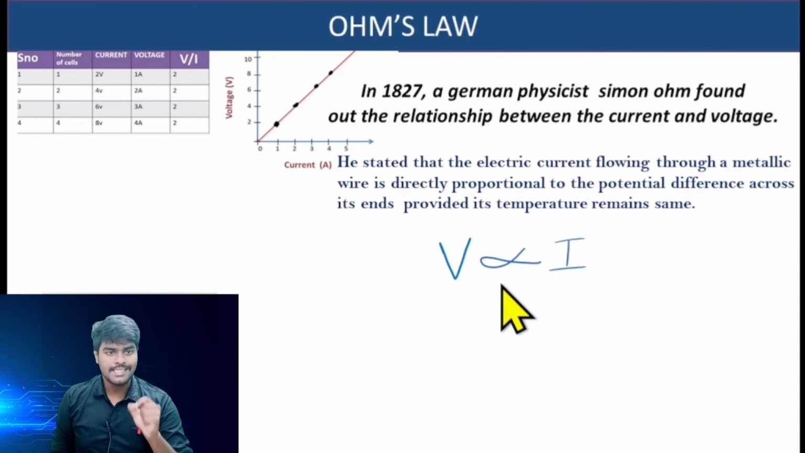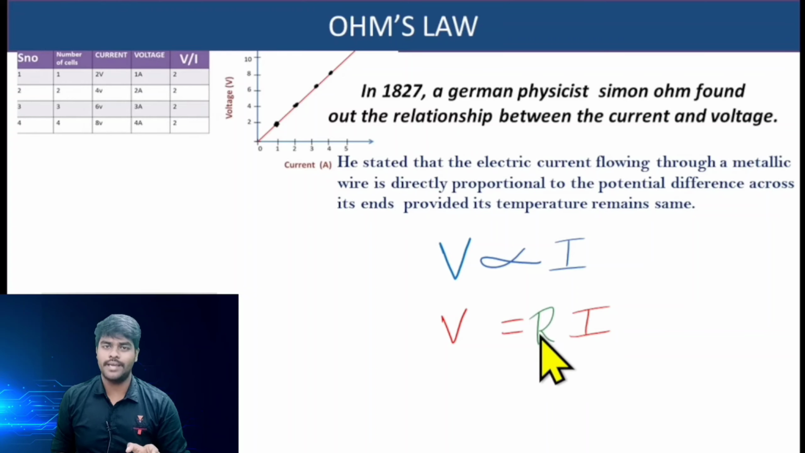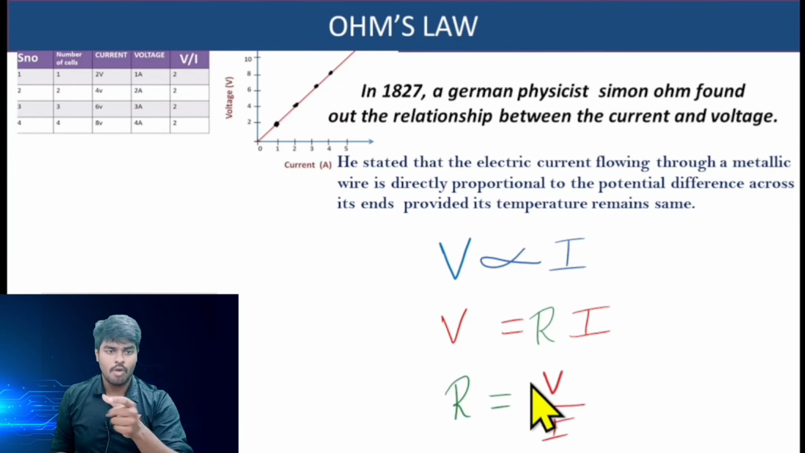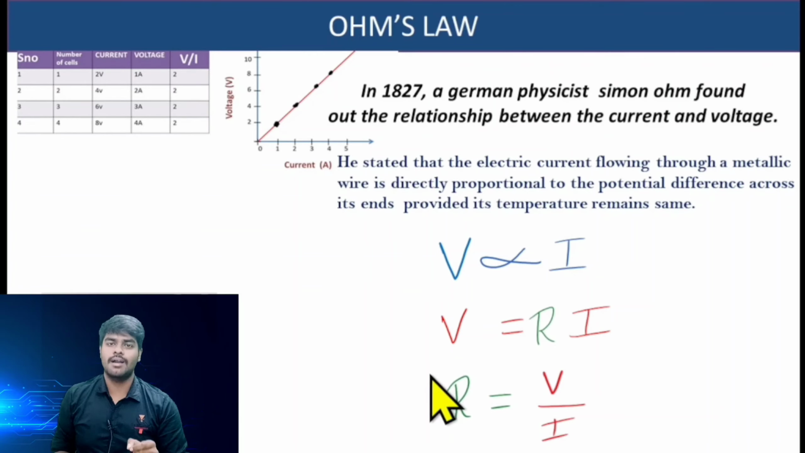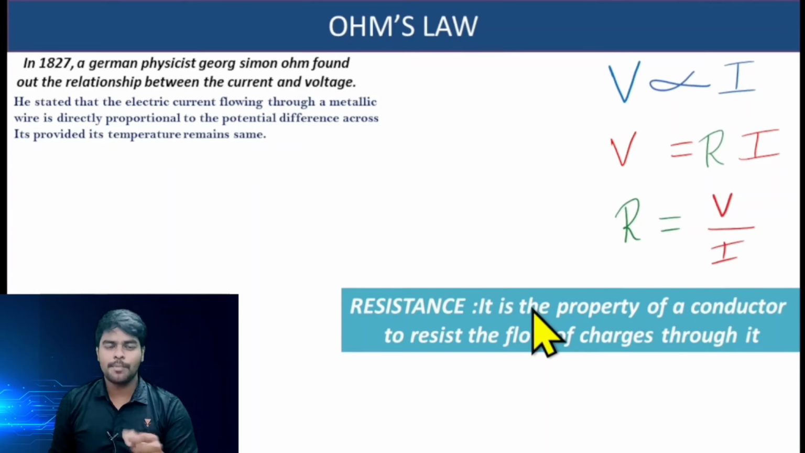Now let's replace this proportionality symbol with an equality sign by using a constant R. V is equal to R into I. What is the meaning of R actually? Just rearrange the values. R is equal to V by I. What is the meaning of R? R means resistance. It is the property of a conductor to resist the flow of charges passing through it.